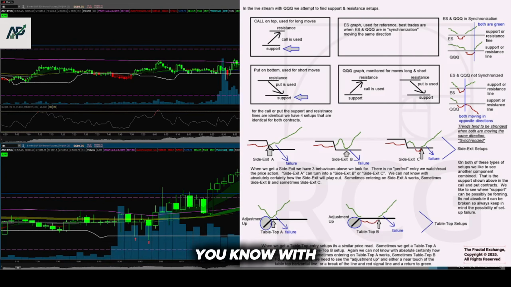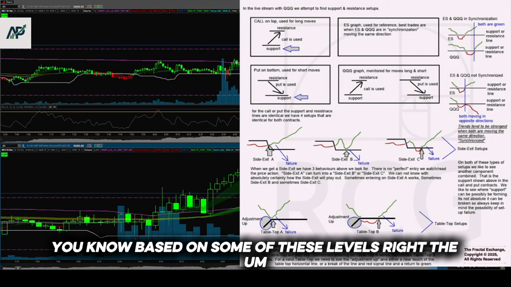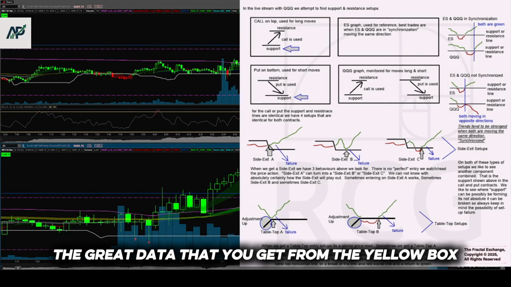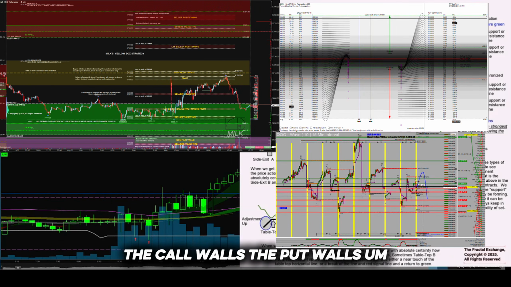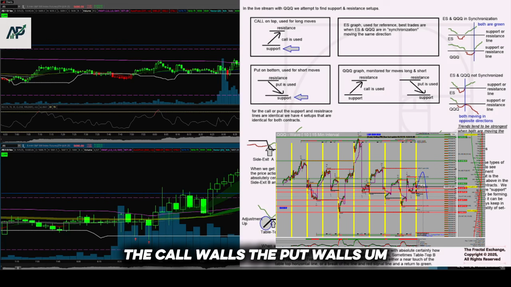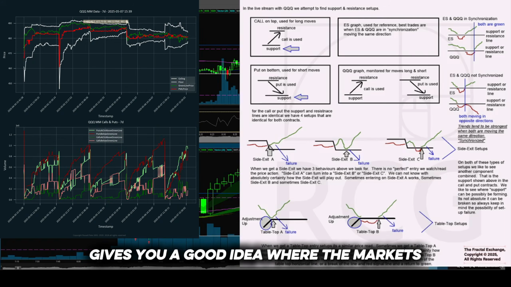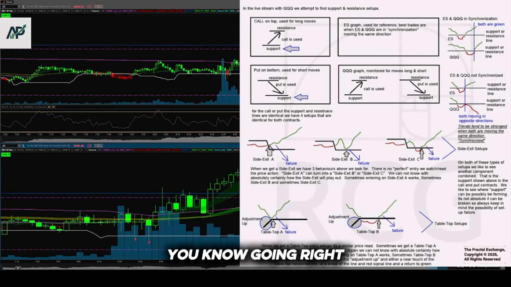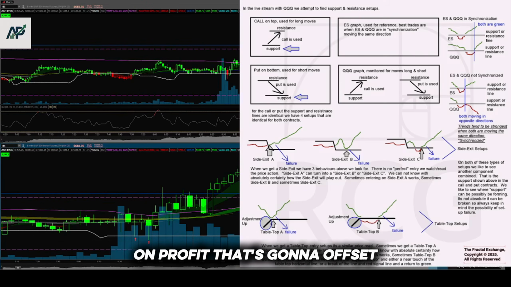And with setting proper risk management and having appropriate targets based on some of these levels, the great data that you get from the yellow box, the IV walls, the call walls, the put walls, the stuff that you get from OMM, ceiling and floor, gives you a good idea where the market's going, where it wants to head to. So it gives you a great opportunity to capitalize on profit that's going to offset 2-3 losses with a single win.